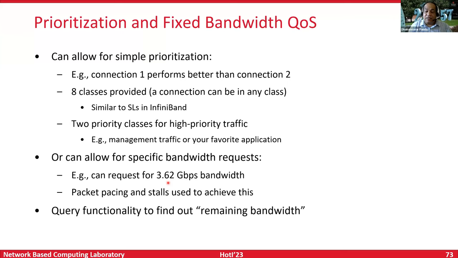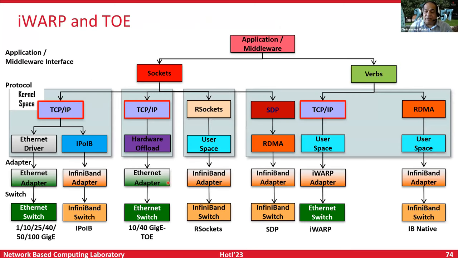These kinds of things are actually used for multimedia traffic, with established connections, like when you are downloading Netflix, you are downloading a lot of stream. There you need this kind of constant bandwidth and you can adjust that. So these are some of the major differences between iWarp and InfiniBand.